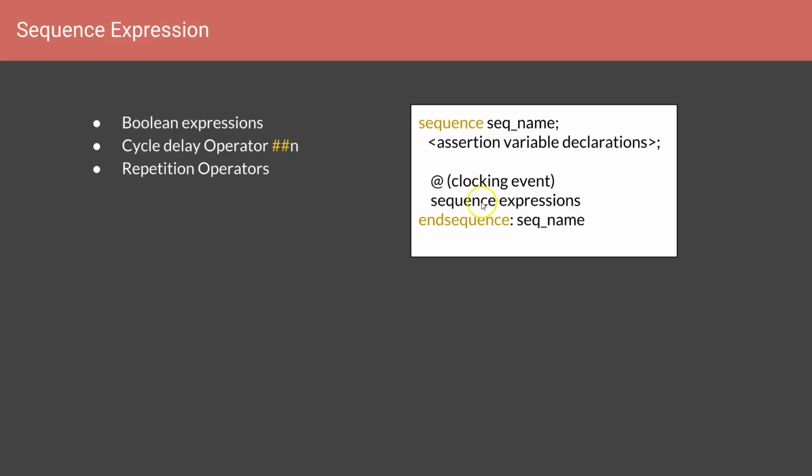These sequence expressions are again composed of Boolean expressions, and this time you could add either cycle delay operators or repetition operators, or both of them, in the sequence expression to specify repetition or cycles of operation. You will learn more about this in the coming sessions, but a sequence expression is effectively multiple Boolean expressions separated by these two kinds of operators, cycle delay operators and repetition operators.